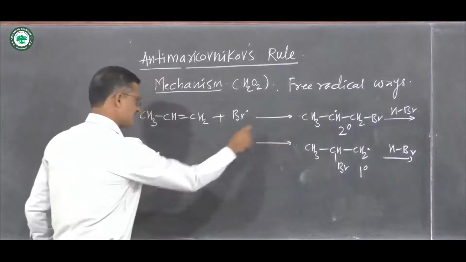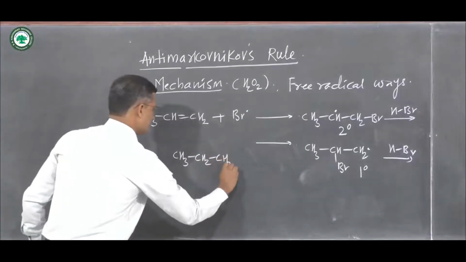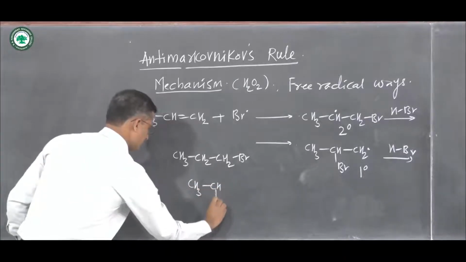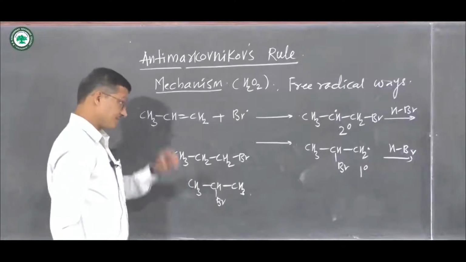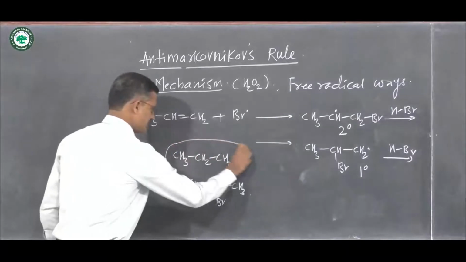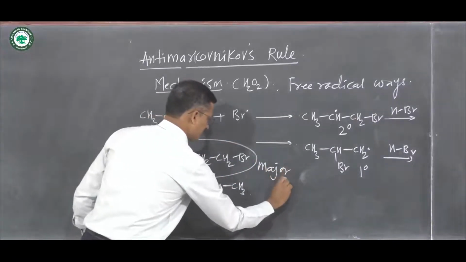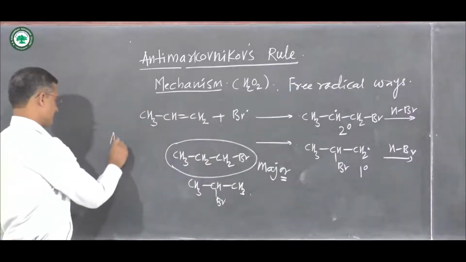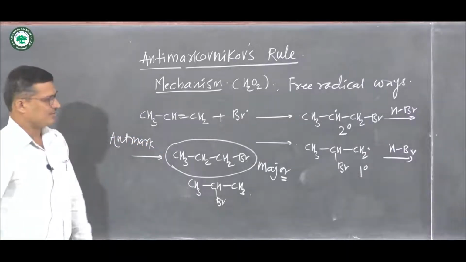So I write the first product. This is the first product. I write a second product. But we remember here which product is the major. So the first product is the major. This is the major product. And this product is according to the Antimarkovnikov addition.